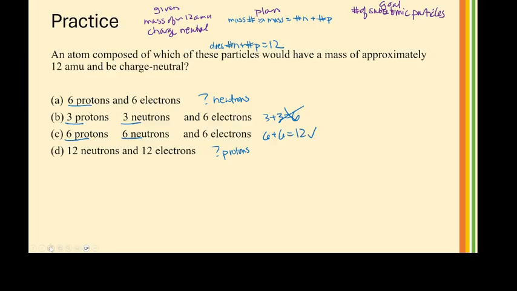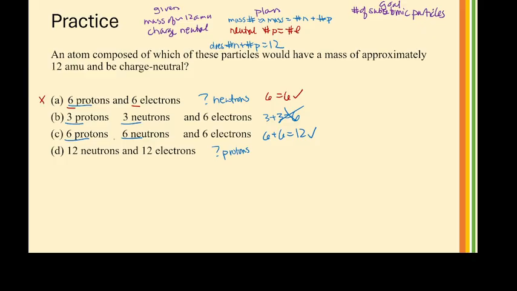The second part I'm looking at is that charge neutral means the number of protons must be equal to the number of electrons. So I have 6 protons and 6 electrons, and 6 equals 6. So that one's good there. But again, I can't confirm this, so I really shouldn't be picking this, because without knowledge of how many neutrons I have, I can't say that the mass is 12.